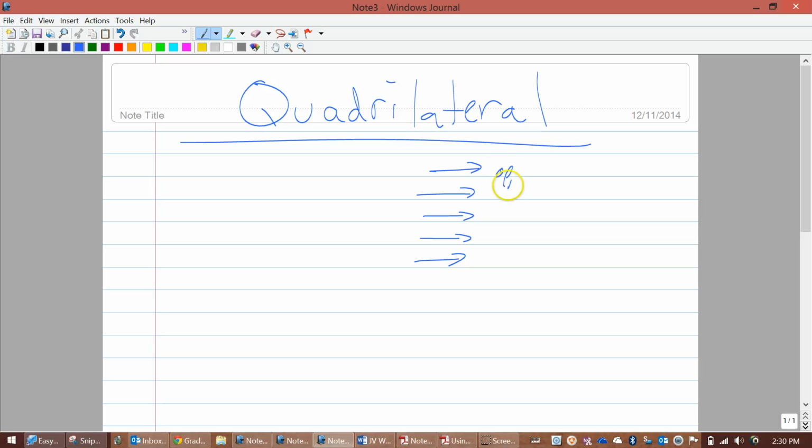Opposite sides, parallel. If the opposite sides of a quadrilateral are parallel, we can call it a parallelogram. That's actually the definition of a parallelogram. Very good. What's another set? What might determine a shape, a quadrilateral, as a parallelogram? Any guesses?